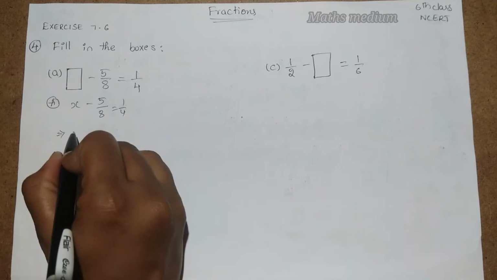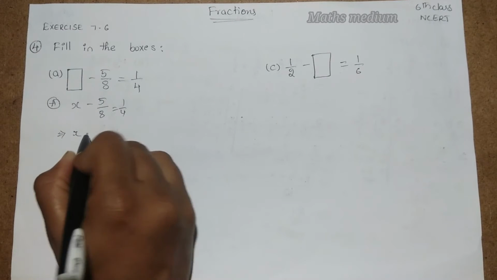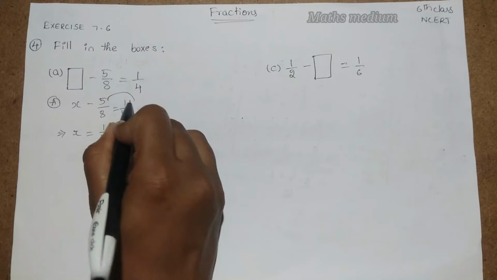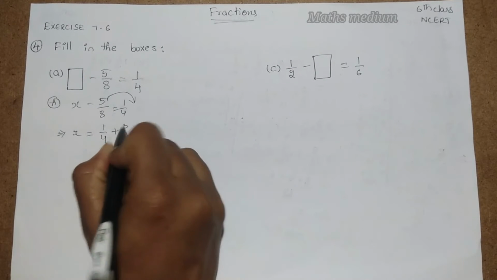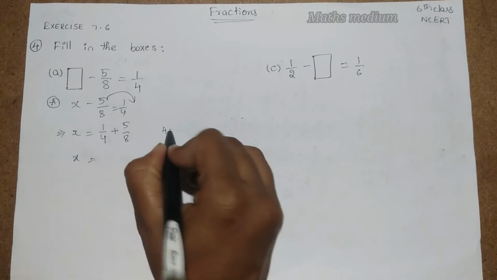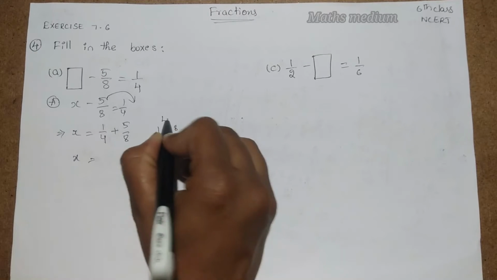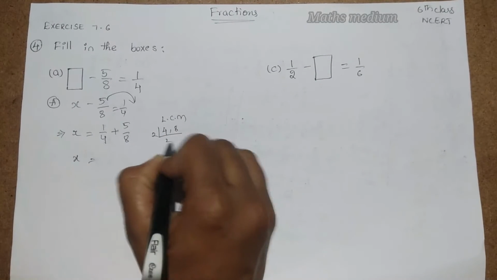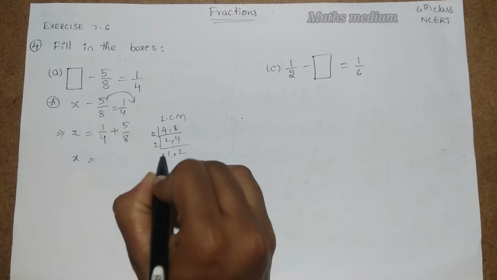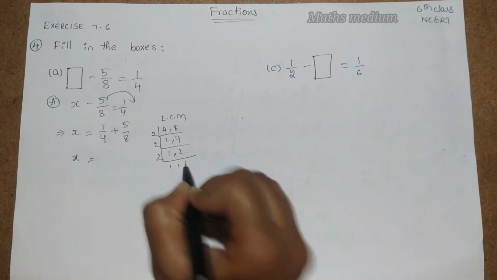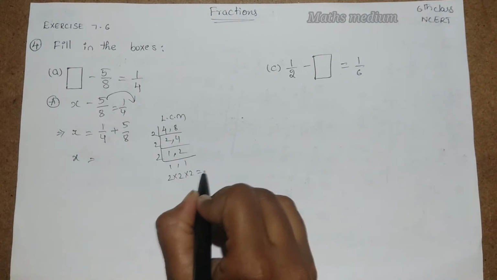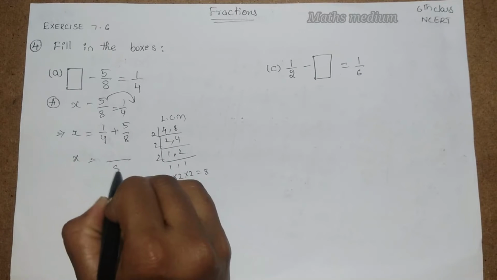So x is equal to 1 by 4, and we move this fraction to this side, so plus 5 by 8. So, x equals, here we have 4, 8. Take the LCM. 2 2's are 4, 2 4's are 8. From this, 2 1's are 2, 2 2's are 2, 1, 1. 2 into 2 into 2, that equals 2 2's are 4, 4 2's are 8. So, 8 is the LCM for this one.